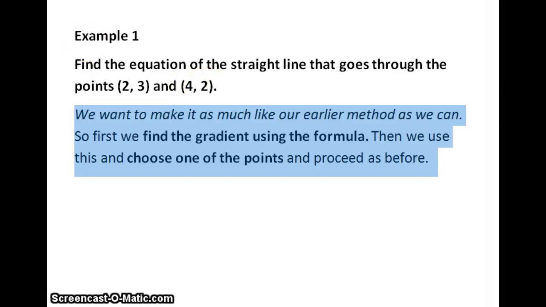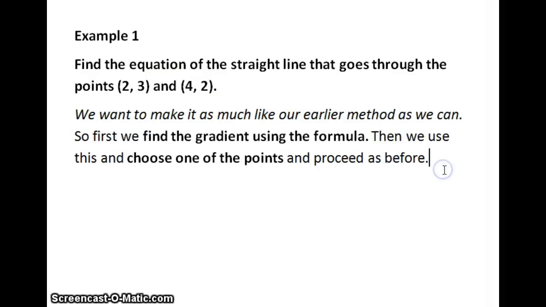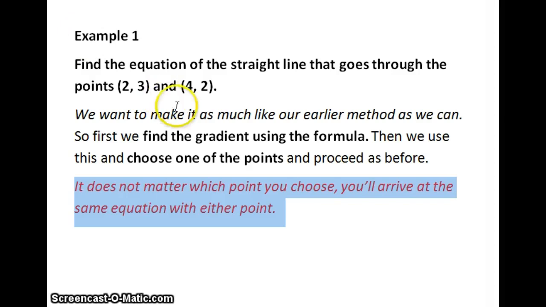Now the first thing is we want to make this as much like our previous lessons as possible. That's where we found the rule or the equation when we were given the gradient and a point. So we're going to use the gradient formula. We did an earlier lesson on that. You can look back at that for these 2 points. And then we're going to choose one of these points and just do what we did last lesson. Alright, sounds easy enough. So let's show you how it's done.